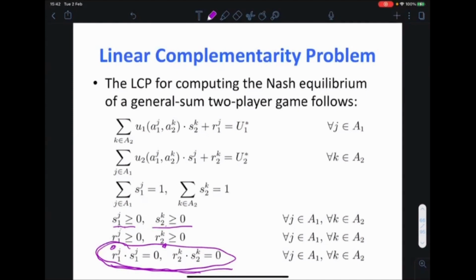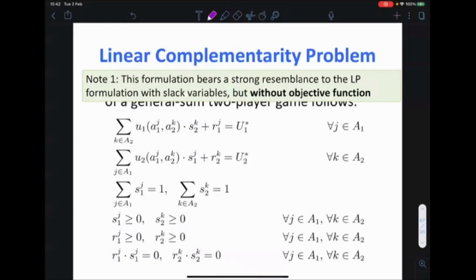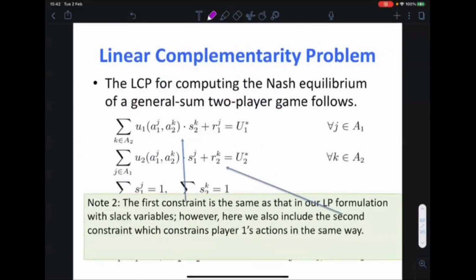Therefore, the probability of playing it would be 0. Otherwise, it's not equal. So that is kind of an additional constraint. This formulation is quite similar to the LP formulation with the slack variable, but without the objective. The first constraint is the same as that in our LP formulation with the slack variable, as I mentioned. However, we also include the second constraint, which constrains player 1's actions in the same way.